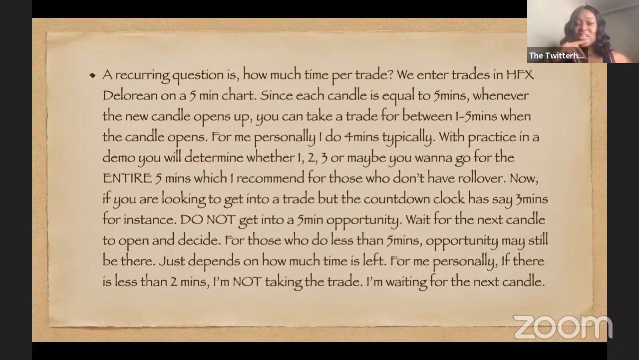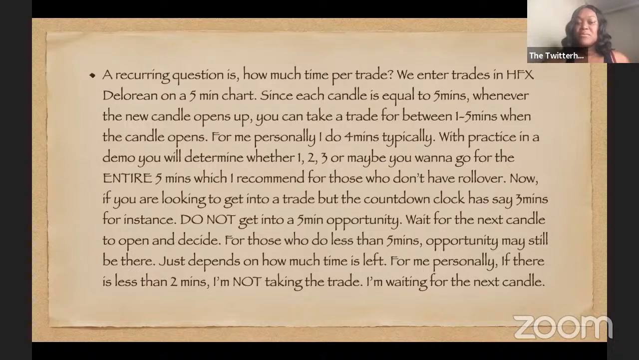we enter trades in HFX Delorean on a 5-minute chart, right? Because I'm doing Delorean today. So we're looking at a 5-minute chart. And since each candle equals 5 minutes, whenever the new candle opens up, you can take a trade for between 1 to 5 minutes, or there's this 3 candle rule, which I've just started implementing. Sometimes, it's kind of freeing, where I'll get in the trade for 15 minutes. That's 3 candles, 5 minutes per candle. So 3 times 5 is 15, right? But you get in right when the candle opens.